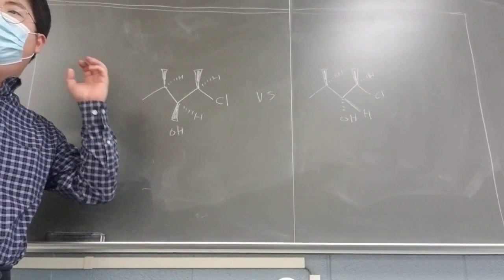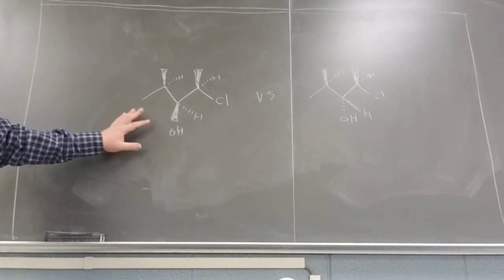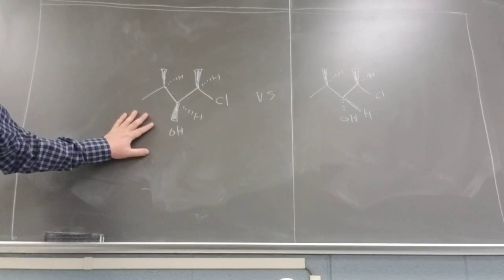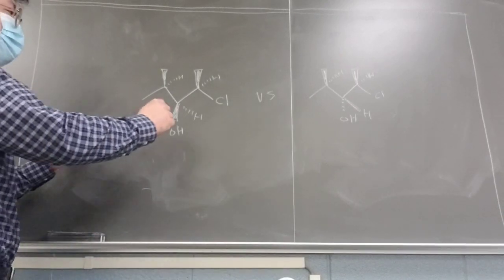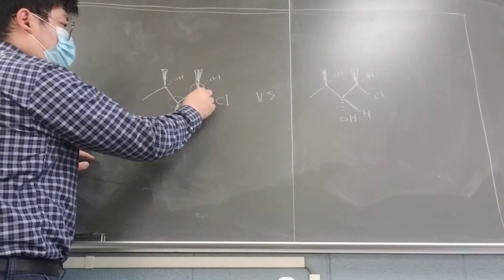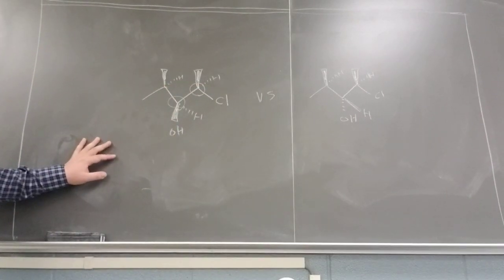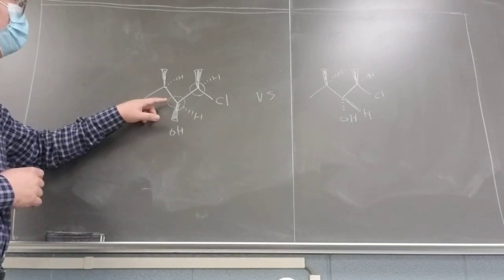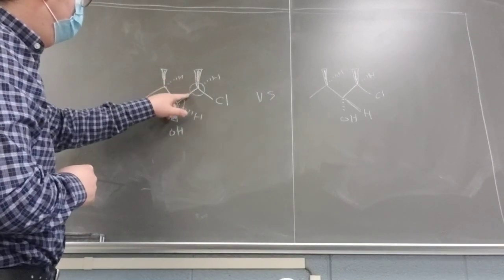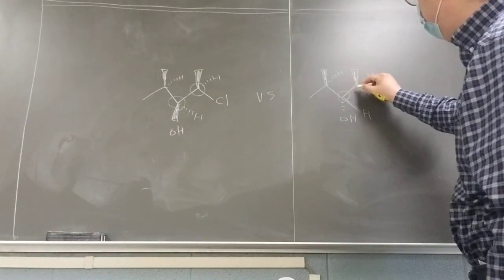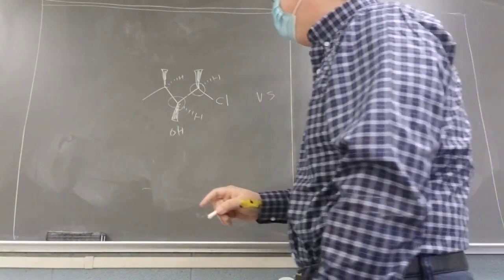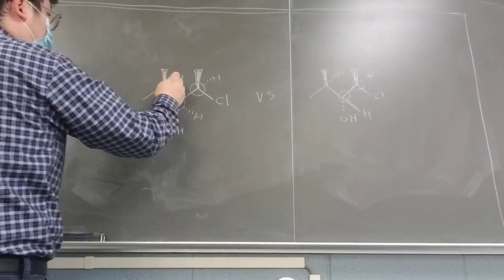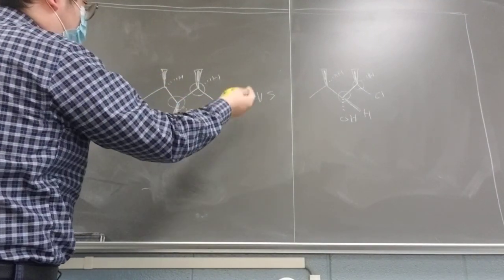Okay, so how many chiral centers here? Can you guys guess? 2, right? It's this one. Makes sense, right? Because this is the carbon that has 4 different groups. So obviously we have 2 chiral centers here, because those are the same. Now there's chlorine, so no.